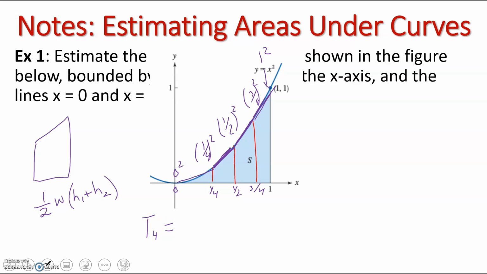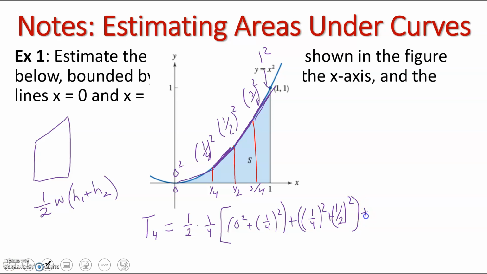So you'll notice that every single one of these will have a 1/2 times our width, which is 1/4. And so what we're going to do is actually just pull out that 1/2 times 1/4 instead of rewriting it over and over. Our first trapezoid will have 0 squared plus 1/4 squared. Our next trapezoid will be 1/4 squared plus 1/2 squared. And then we have 1/2 squared plus 3/4 squared. And then lastly, 3/4 squared plus 1 squared.